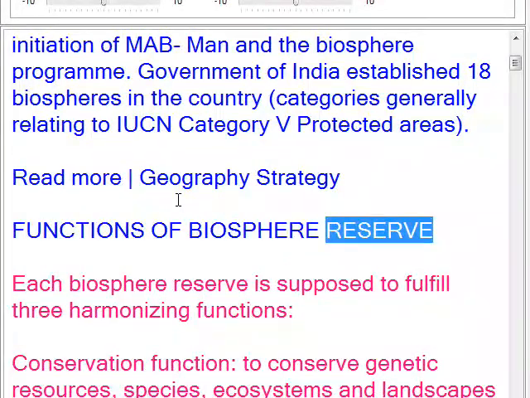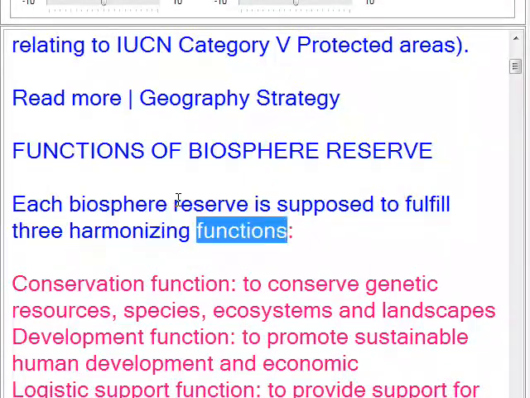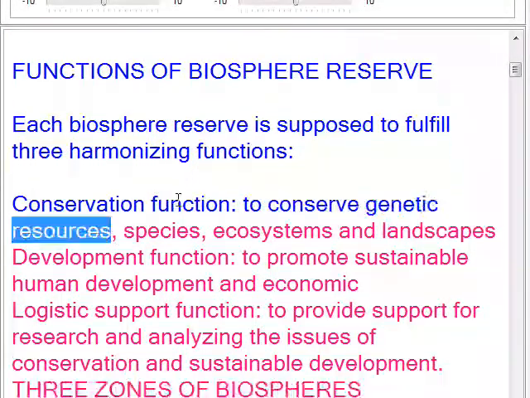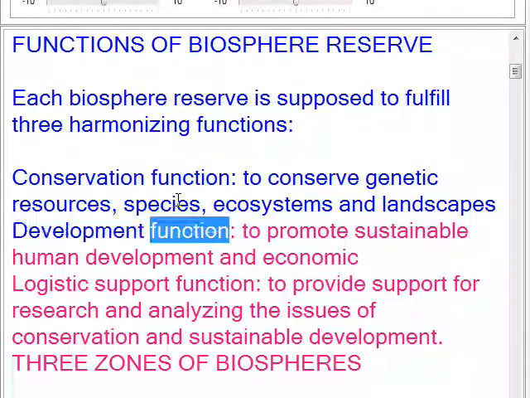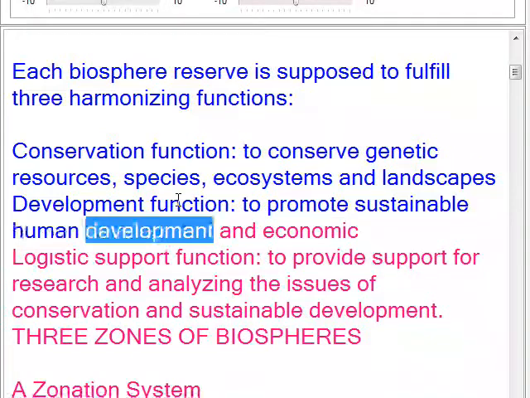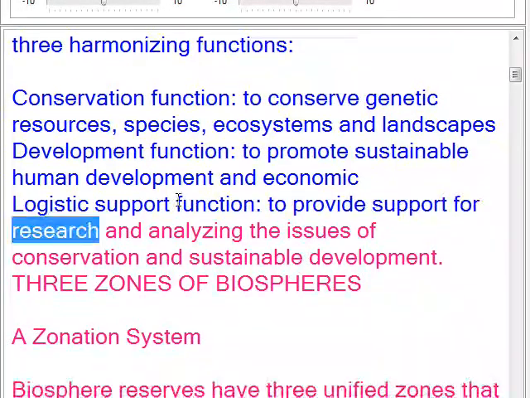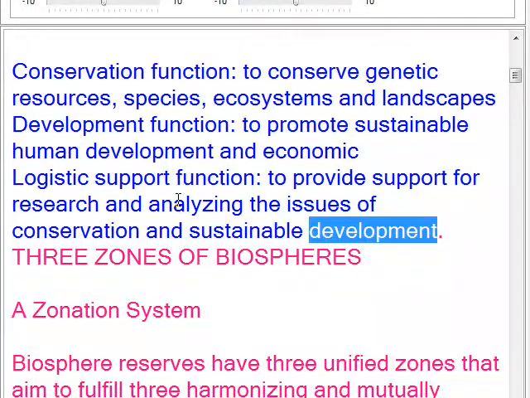Functions of Biosphere Reserve. Each Biosphere Reserve is supposed to fulfill three harmonizing functions. Conservation function: to conserve genetic resources, species, ecosystems and landscapes. Development function: to promote sustainable human development. And logistic support function: to provide support for research and analyzing the issues of conservation and sustainable development.